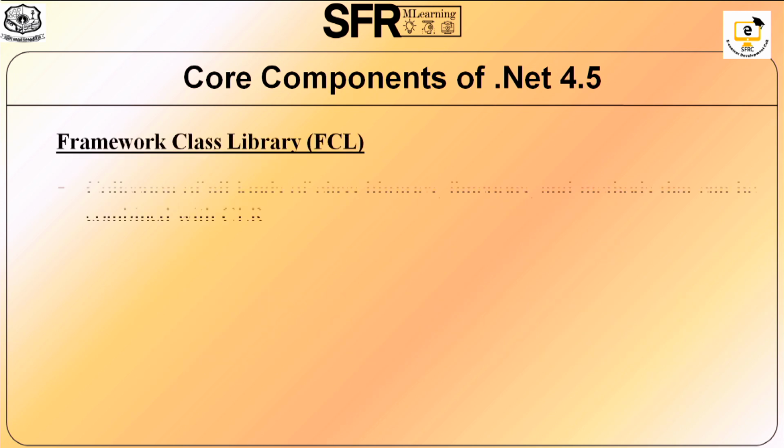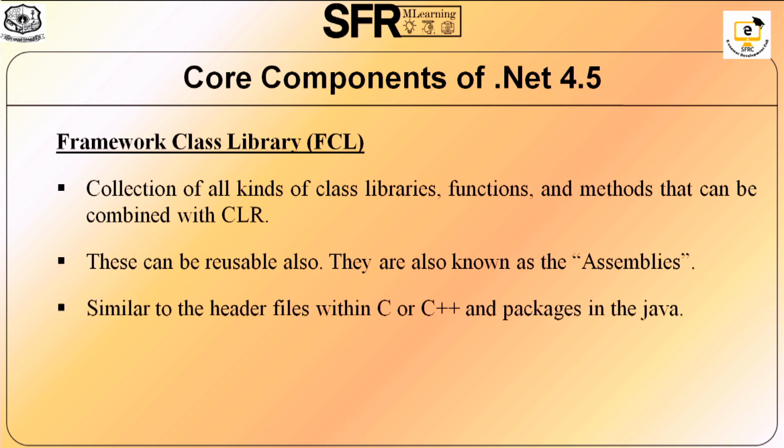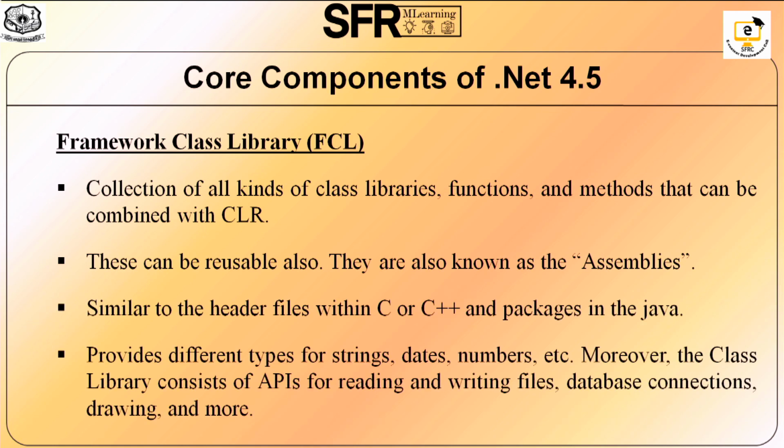The next topic is the framework class library, which is the basic library. It's a collection of all kinds of class libraries, functions and methods that can be combined with the CLR. These can be reusable also. These are known as assemblies. Similar to the header files in C or C++, where we use hash include, we are using assemblies here. It provides different types of strings, dates, numbers, etc. Moreover, the class library consists of APIs for reading and writing files, database connections, drawing and more.